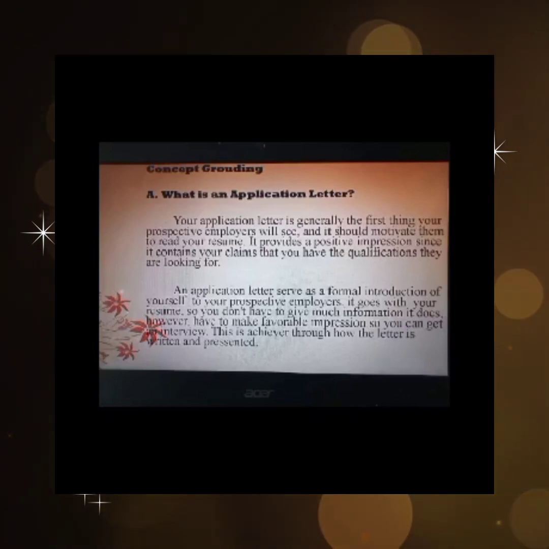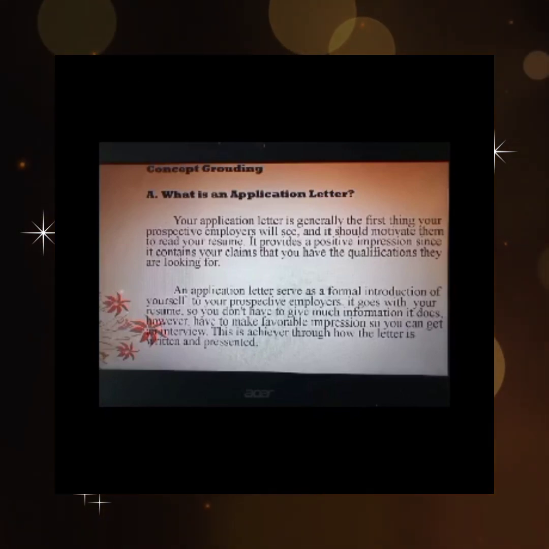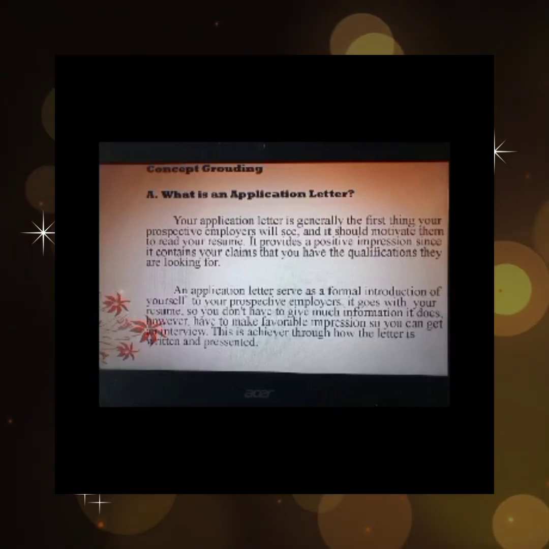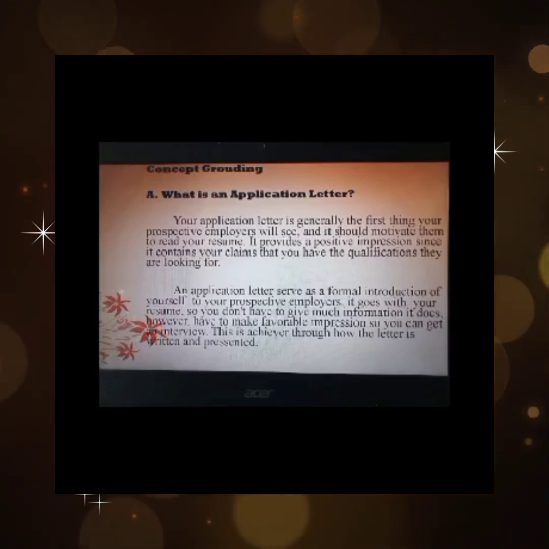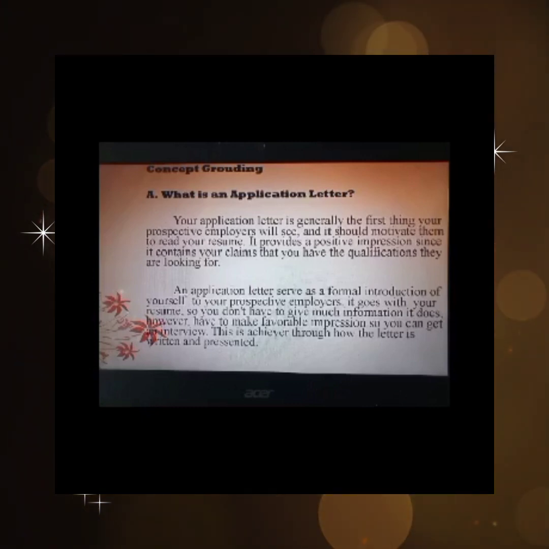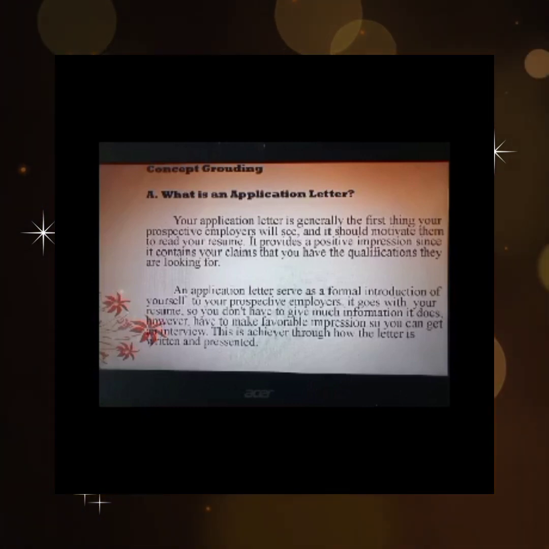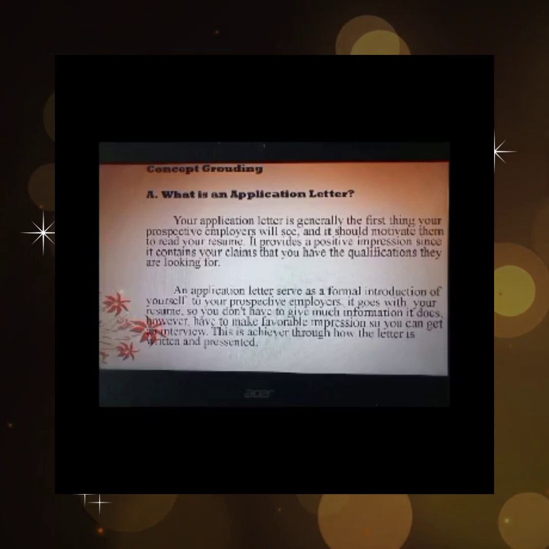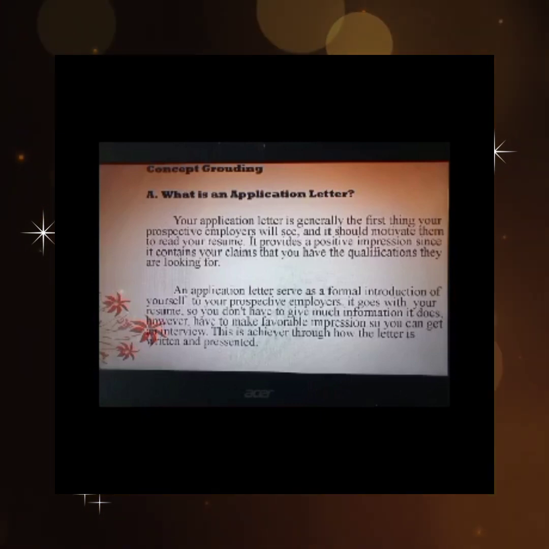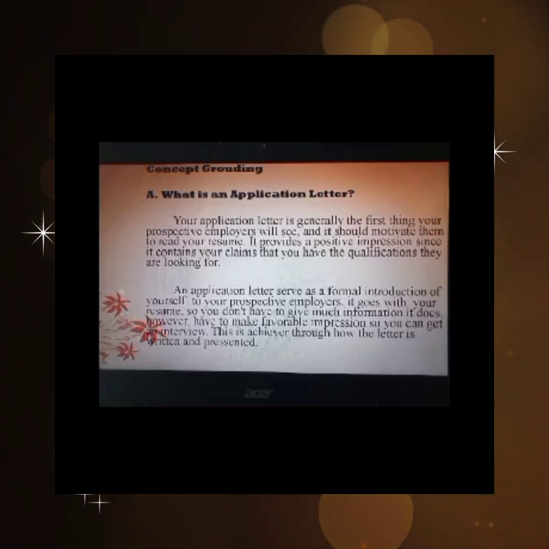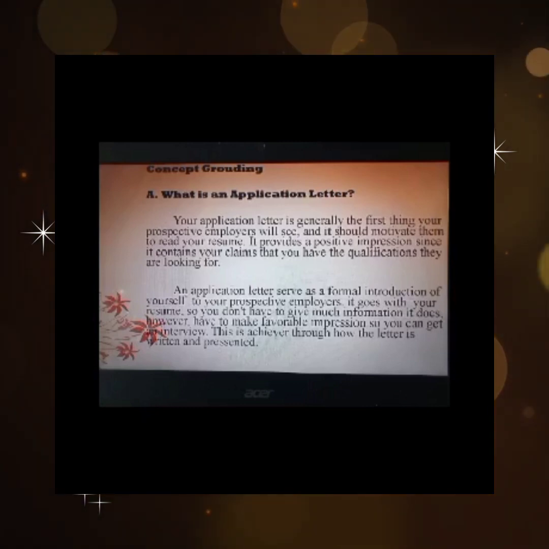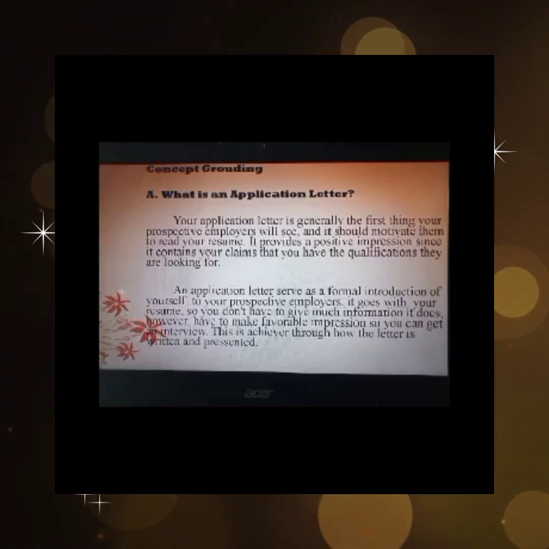Next, an application letter serves as a formal introduction of yourself to your prospective employers. It goes with your resume, so you don't have to give much information. It does, however, have to make a favorable impression so you can get an interview. This is achieved with how the letter is written and presented.